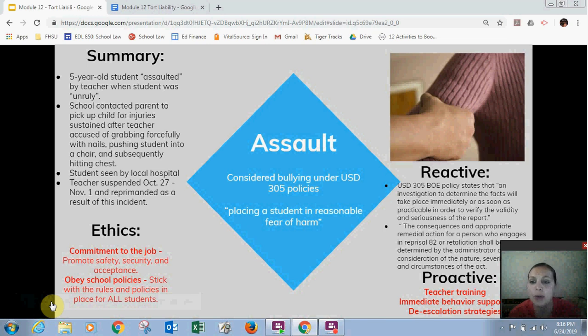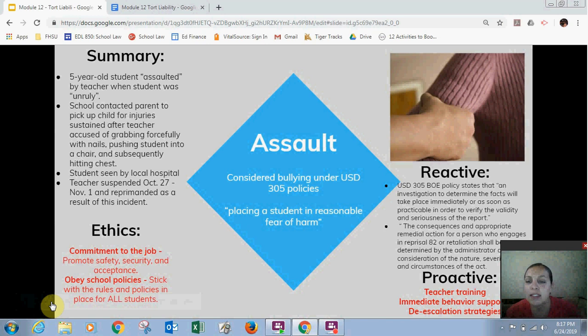So the ethics that would go with that would be, again, commitment to the job, promoting safety for the students, and obeying the policies. Don't put your hands on students, ever, really, unless you are MANT trained and you are in immediate danger. Usually our policy is clear the room, get the safety of the other students, contain the risk within the room. So our policy is an investigation on this would be open to determine the facts as soon as it's possible to verify the validity of the report of the student.